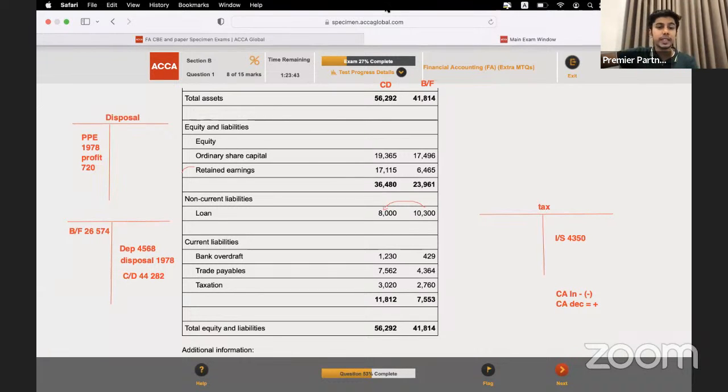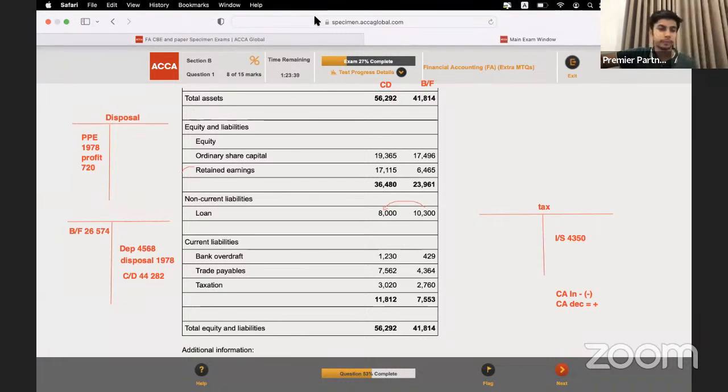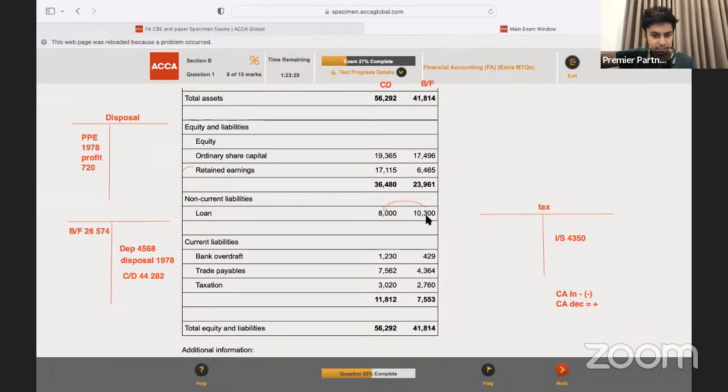Now, guys, remember, when it comes to loans, there are two possible things. One, the loan can go up. If the loan goes up, we have taken a loan, money comes in, positive. Or the loan can reduce, like this here, 10,300 became 8,000. If the loans are reducing, then we have settled a loan, financing activity. When you settle a loan, money goes out. When you settle a loan, guys, cash outflow.